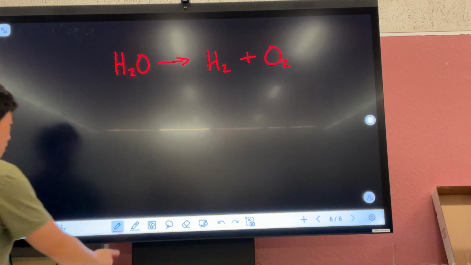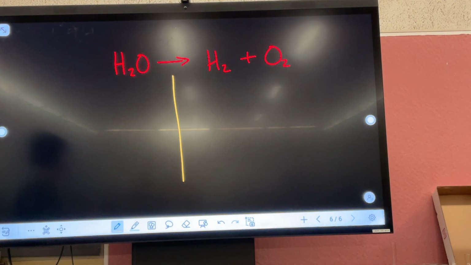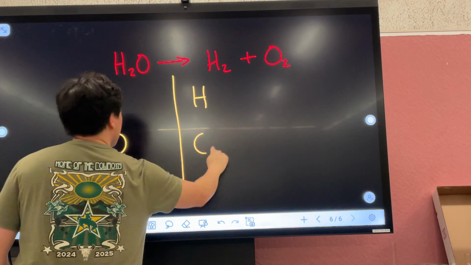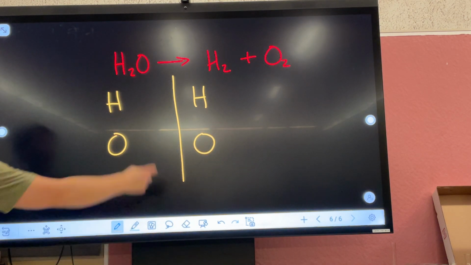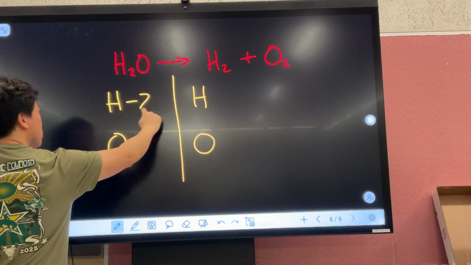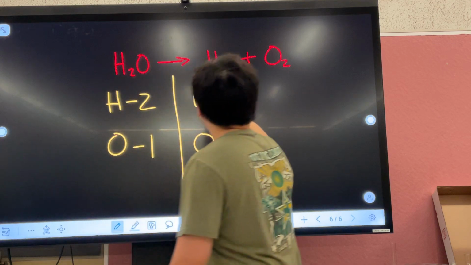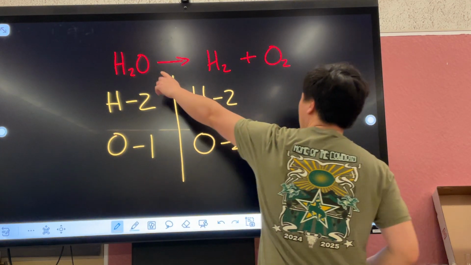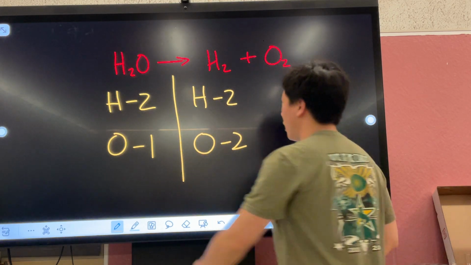Draw a line down the middle, and then list the H on both sides and O on both sides. Just count how many there are. H how many? One. Two. O one. This side H 2. This side 2. So don't confuse the O on that side and this side. Okay. The arrow is your separating line.